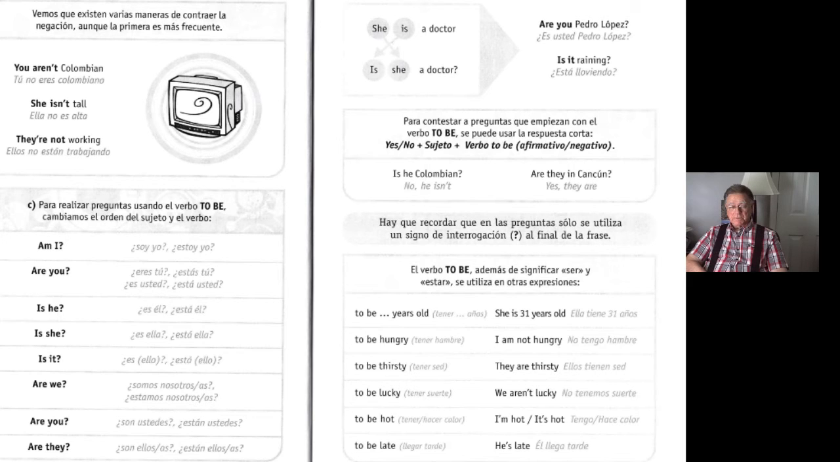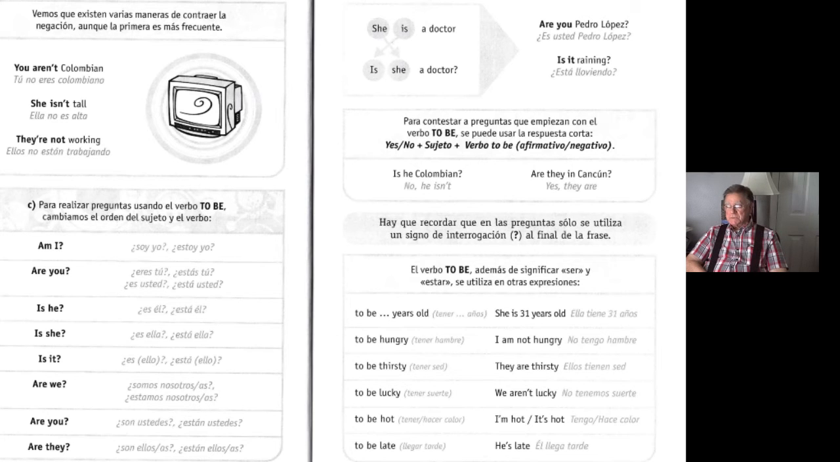And then a question about them. Maybe we're talking about our neighbor. Vamos a platicar de nuestros vecinos. Are they good neighbors? Are they nice neighbors? Are they your friends? Who are my neighbors? Are they?